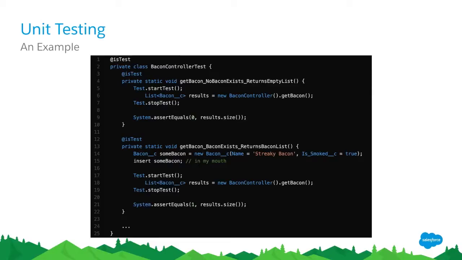So I've written some unit tests for this method, for the controller. As you can see, two very simple ones. One that basically tests, if there's no bacon in my database, I get an empty list, I don't get a null pointer exception, nothing explodes, that sort of thing. And then another one where I've got some streaky bacon in the database, and that comes back. The asserts aren't as good as they could be, but we're not talking about that today.